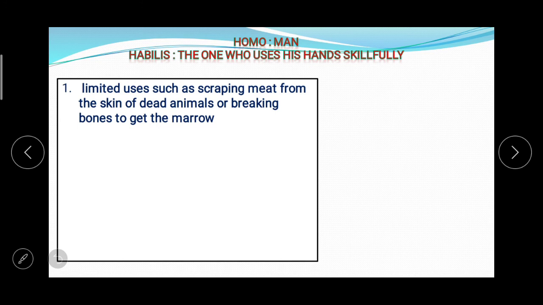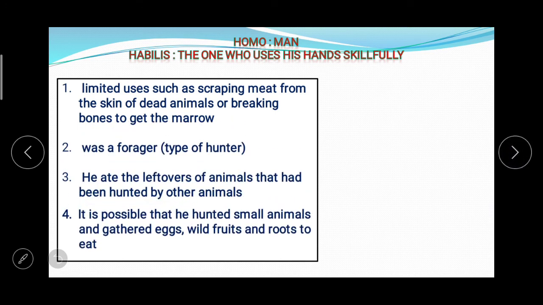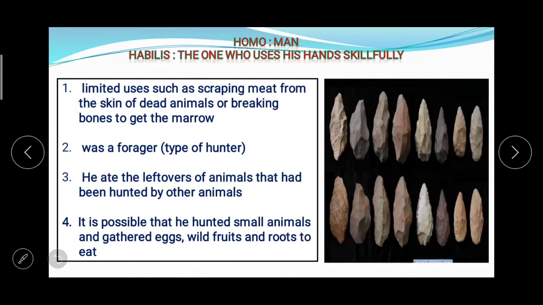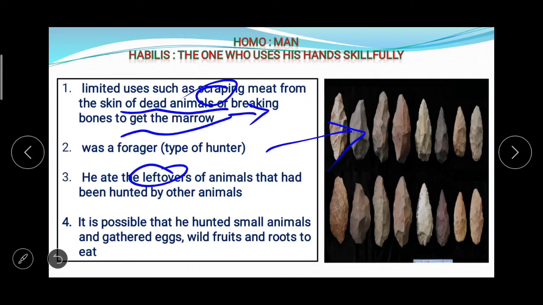Here now, limited uses of the tools such as scraping meat from the skin of dead animals or breaking bones to get marrow. These are the tools you can see. And he was a forager, which is a type of hunter. He ate the leftovers. बाकी animals ने शिकार करके जो छोड़ा हुआ है उसको खाते थे ये.